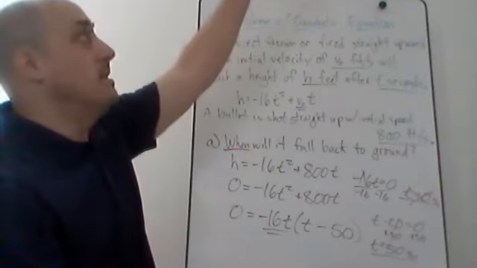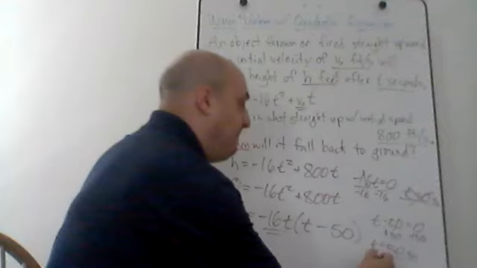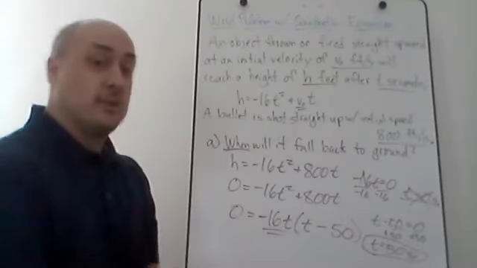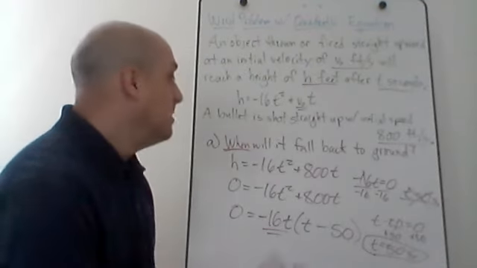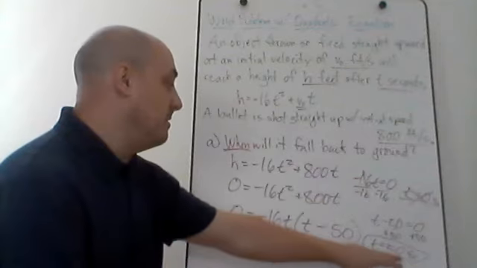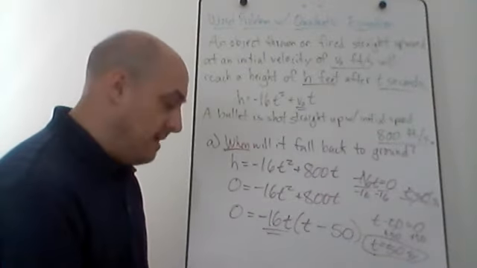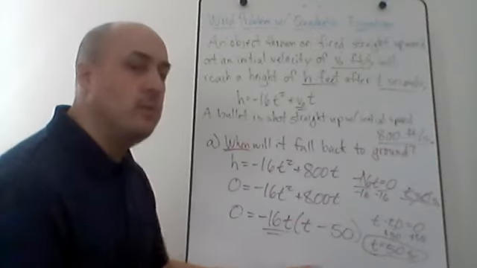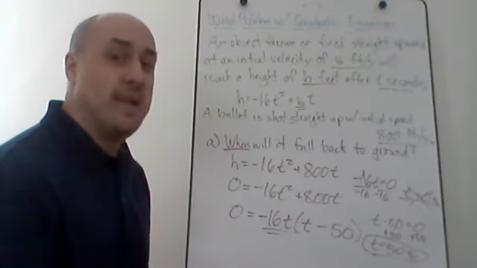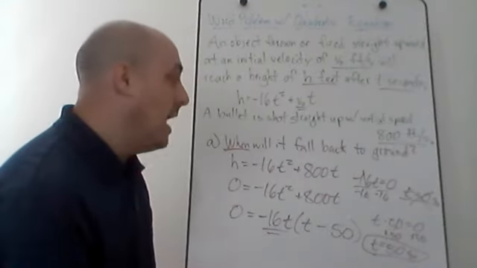But then it goes up into the air and then it comes back down, and 50 seconds later is when it hits the ground again on its way back down. So my answer to this question, when will it fall back to the ground, is just t equals 50 seconds. Right? So even though we get two solutions to the equation, only one of those solutions is actually the correct answer to the question they asked us.